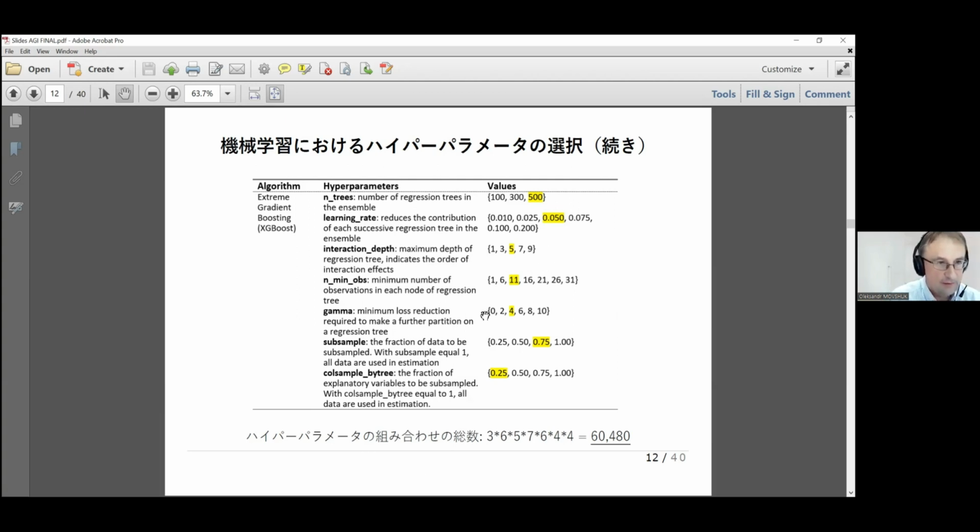So overall there are 3 multiplied by 6 multiplied by 5, and so on. Basically 660,000 combinations of parameters, and it took me, as I said, about 30 minutes of computing time to try different machine learning models and pick the best one, which is shown in yellow color.